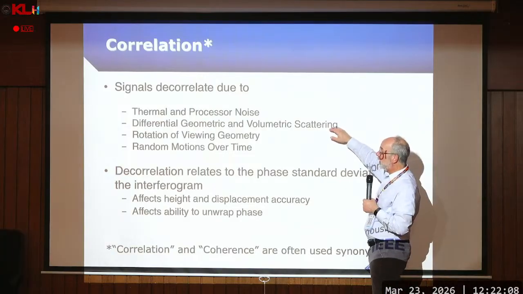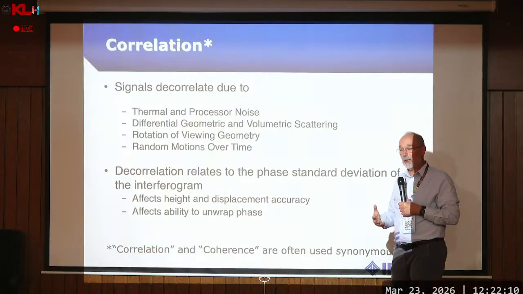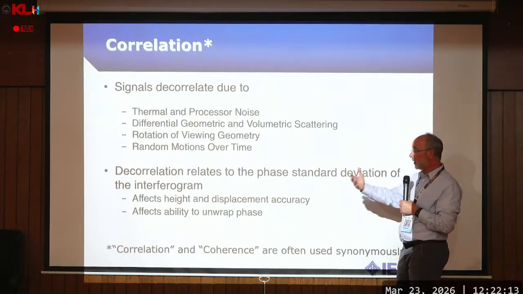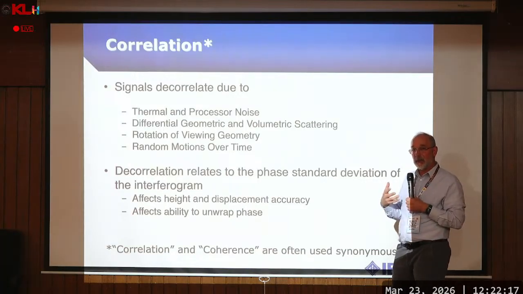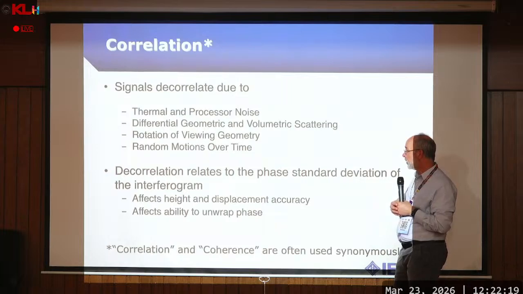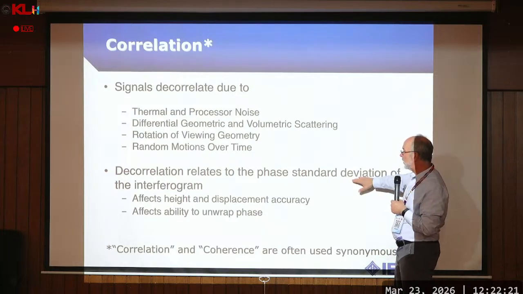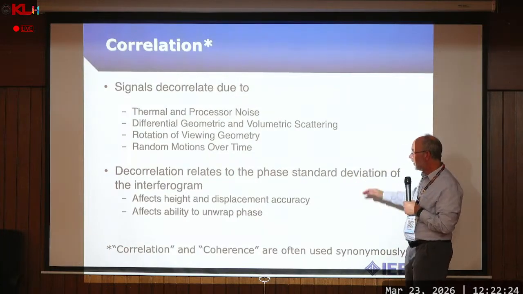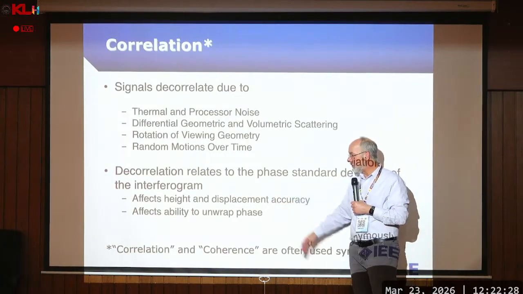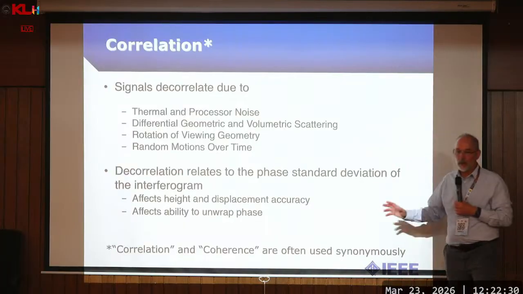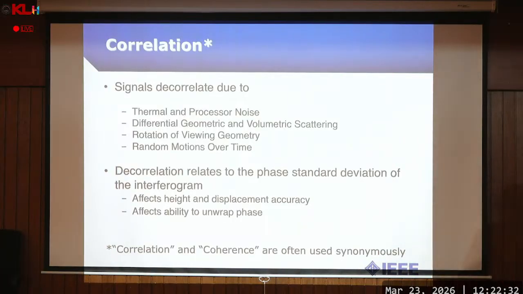And then if the geometry is changing from one observation to the next, that can also introduce these speckle-related decorrelation terms. Decorrelation relates to the phase standard deviation. Phase standard deviation relates to height accuracy or the displacement accuracy. So correlation is something that is important to know, and can actually be used as a signal for understanding how the Earth is changing.